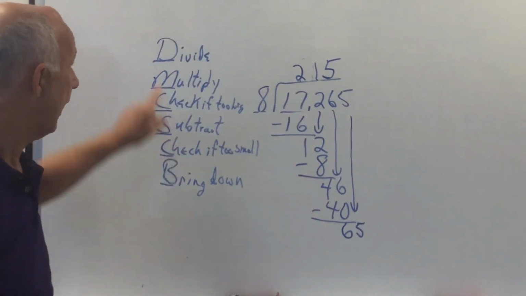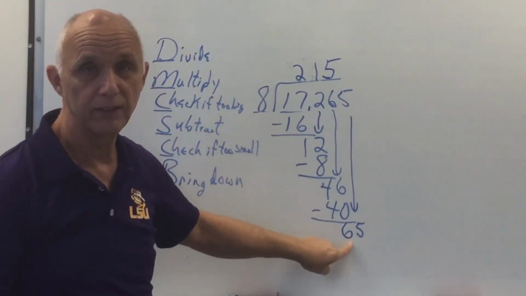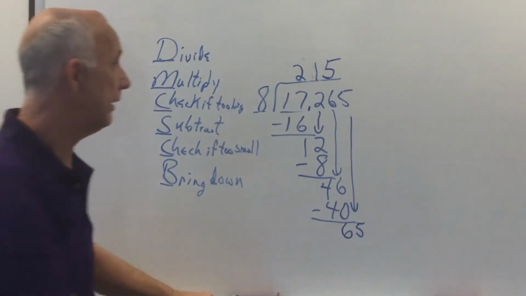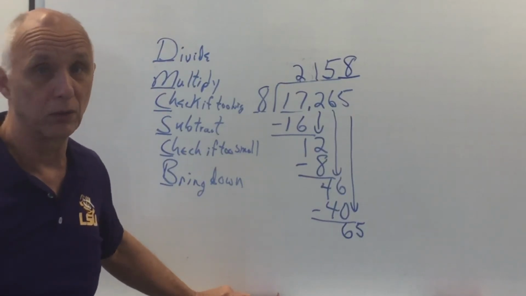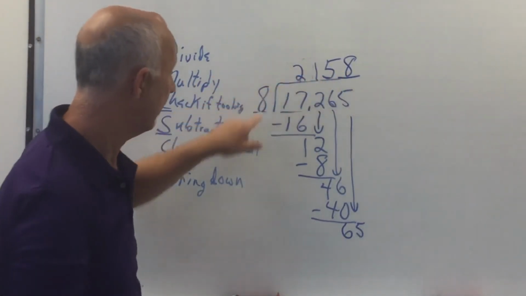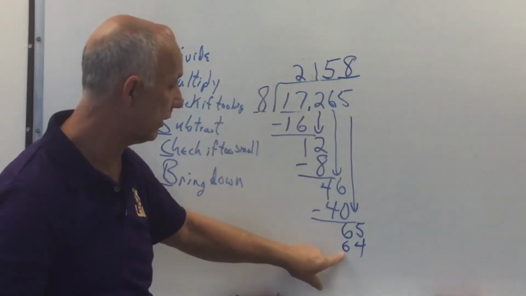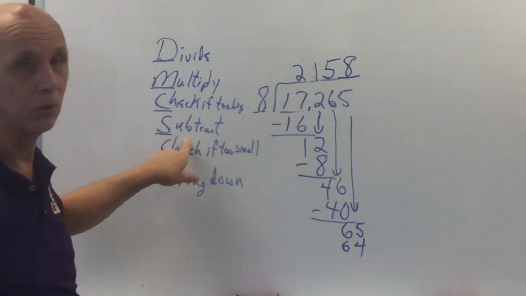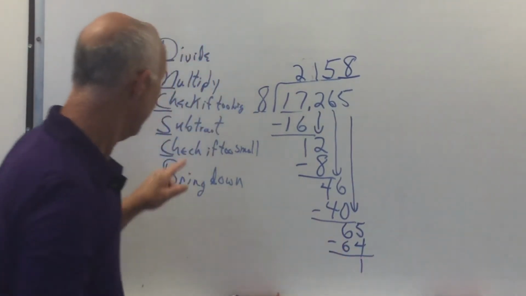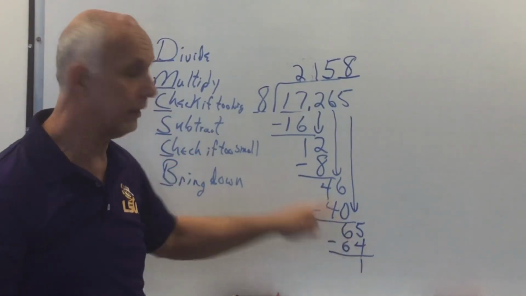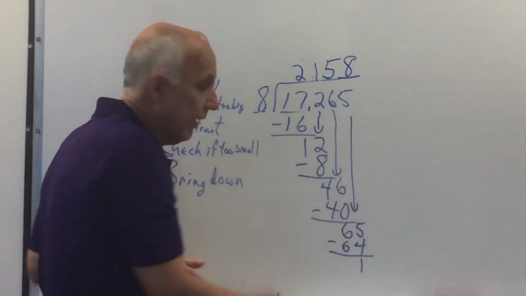Now I start again at the top with divide. What times 8 equals 65? And again, if you know your 8 times table, 8 times 8 is 64, which is close to 65 without going over. So now I multiply. 8 times 8 is 64. Check if too big. Did I guess too big? No. 64 is less than 65, which means I can go to the next step and subtract. 65 minus 64 is 1. Did I guess too small? No. 1 is less than 8. So I can go to the last step, bring down. I have nothing to bring down.